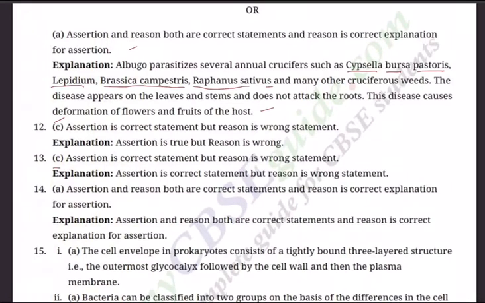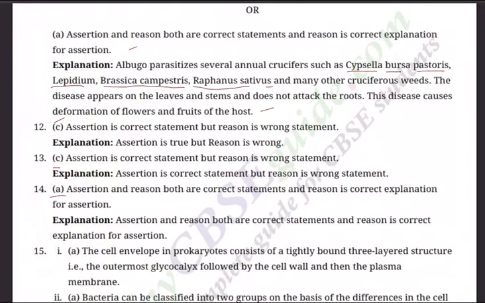Question number 13. Again, it is about lipids, oligosaccharides. Answer is C. Assertion is correct, but reason is wrong. Assertion: lipids present in the outer and inner side of the bilayer membrane are mostly the same. Why is the reason wrong? Oligosaccharides are attached to external surface as well as internal surface of the biomembrane. This is wrong.